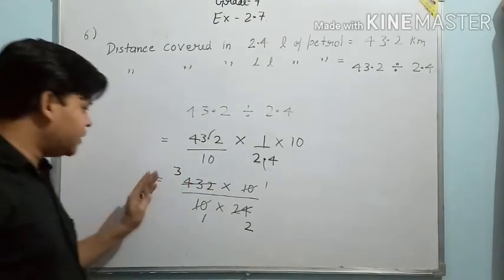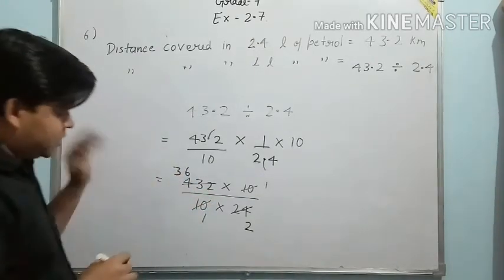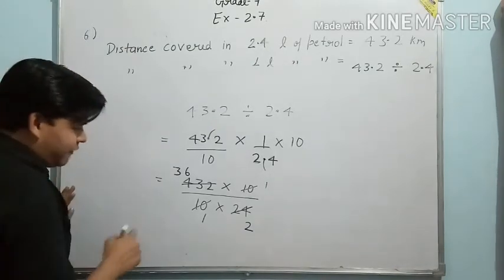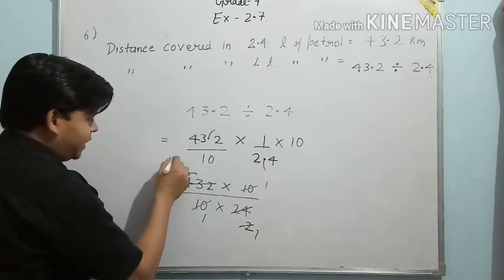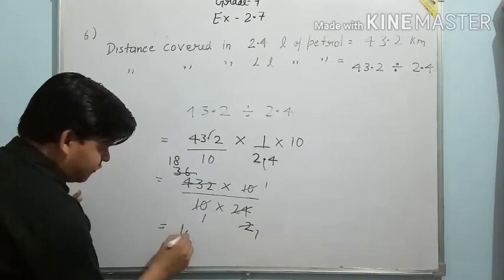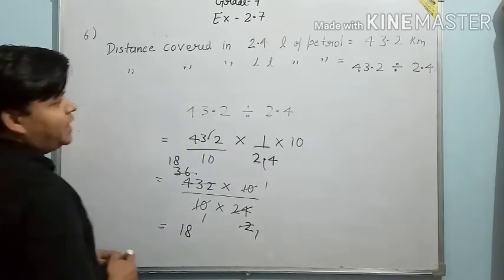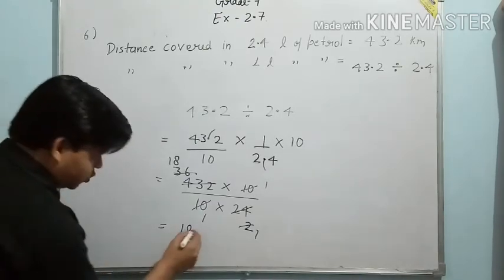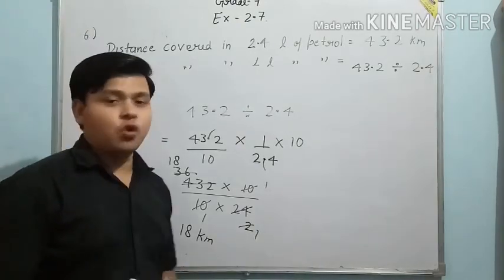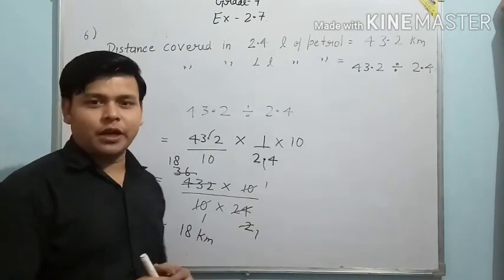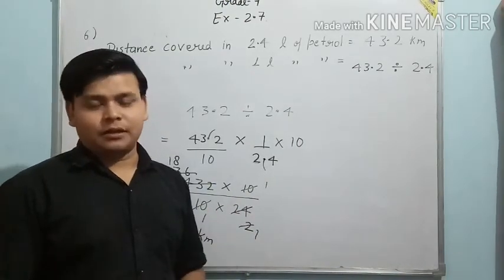So that means 7 is left. 7 will turn to this 2. This will become 72, and 12 6 times. Yes, it is cancelled properly, completely. So we are left with 36 and 2 we have here. And once again 2 1 time and 2 18 times. So finally in the numerator we are left with 18 and the denominator is only 1. That means in 1 liter the distance covered is equal to 18 kilometers. So this is completed here. I hope you all have understood this, and the remaining parts you can solve by using the same method. And finally, thanks for watching it.